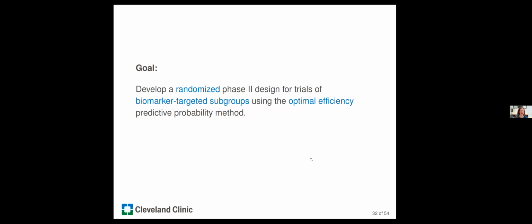So my goal here was to develop a randomized phase 2 trial design specifically for biomarker targeted subgroups using the optimal efficiency criteria that I just mentioned in the context of phase 1.